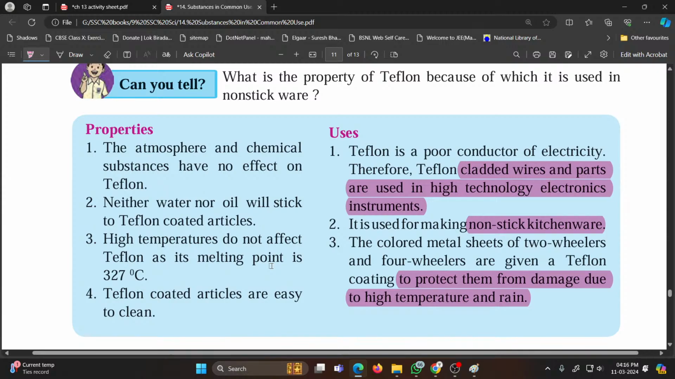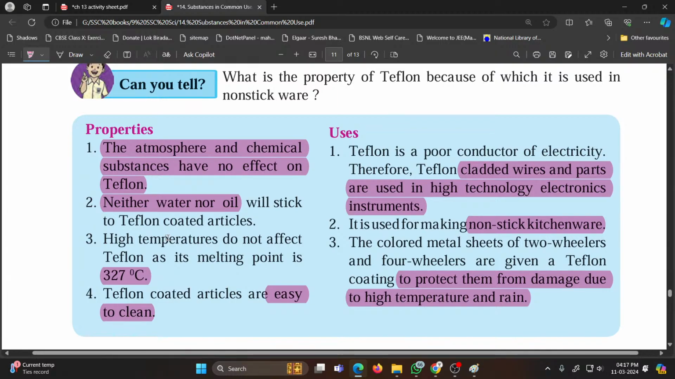The atmosphere and chemical substances have no effect on Teflon. It is a non-stick material, neither water nor oil stick to that Teflon. No effect of temperature up to 327 degrees centigrade, and the articles are easy to clean. And these are the properties and uses of Teflon.